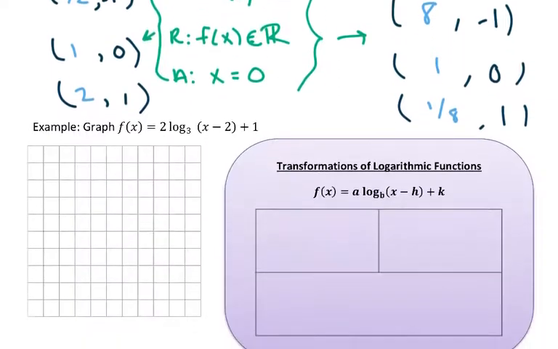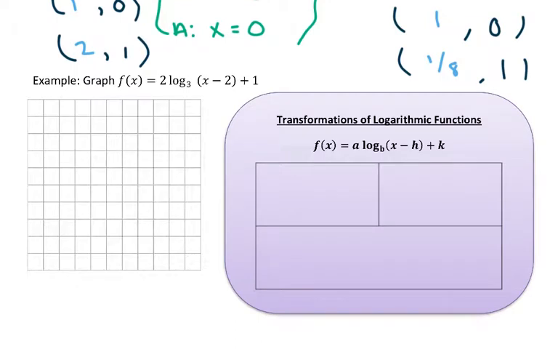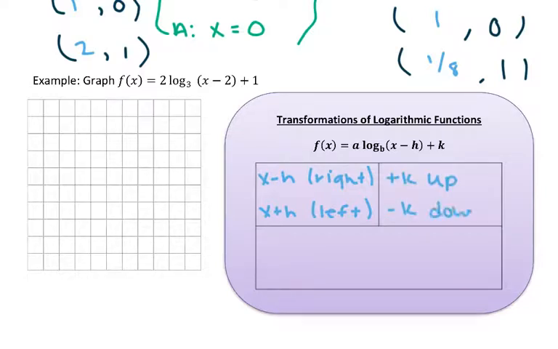All right, so if we go down, let's talk about these transformations. If you have x minus h, this goes right. If you have x plus h, it goes left. Okay, there's your horizontal, inside with the x, inside those parentheses. If you have plus k, it's going to go up. If you have minus k, it's going to go down. These are no different than what you are used to.